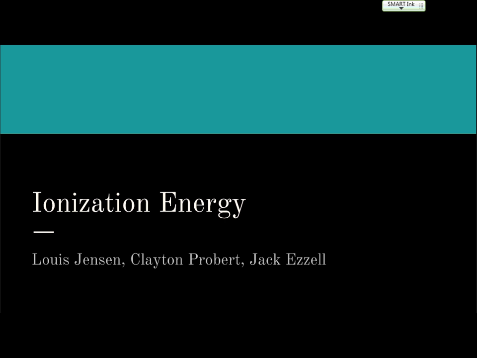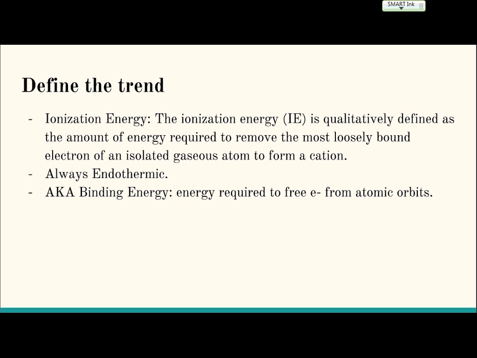Okay. Ionization energy. Ionization energy is the energy required to form an ion. So take away one electron. It's always endothermic because you always need to put in energy to take an electron out. Also known as binding energy. So what kind of ion? Cation. Thank you.